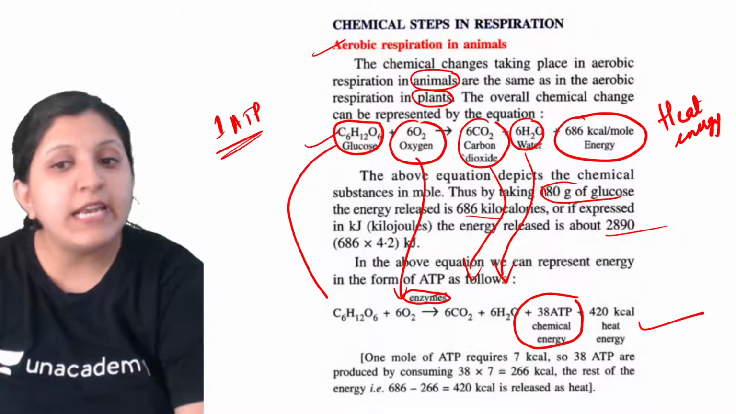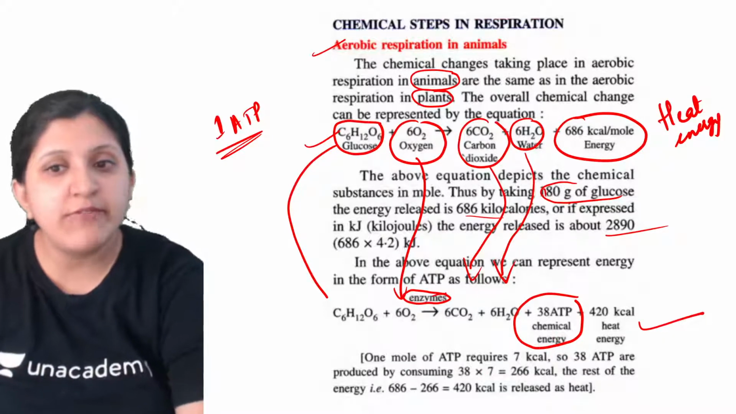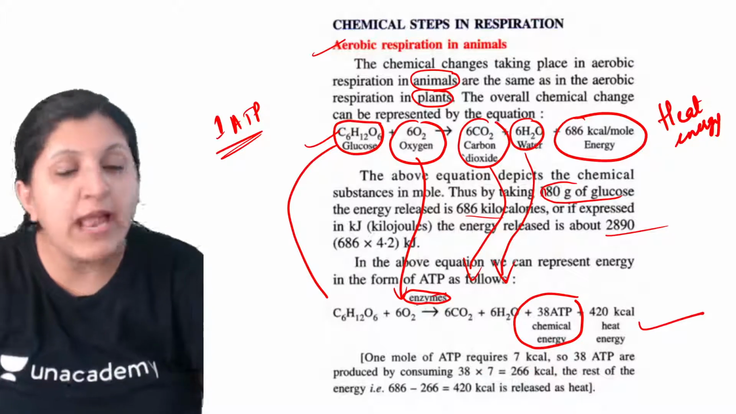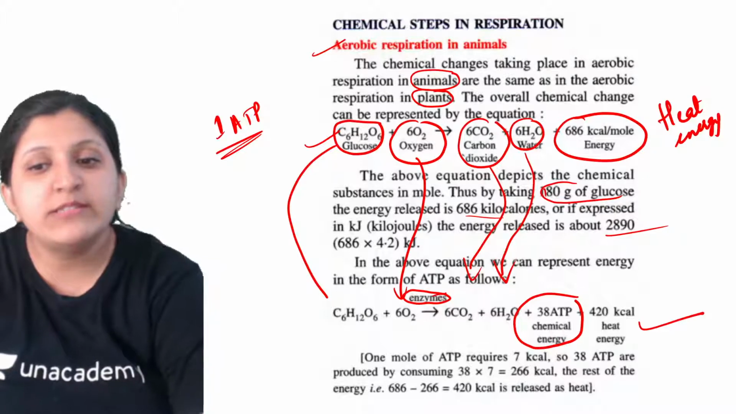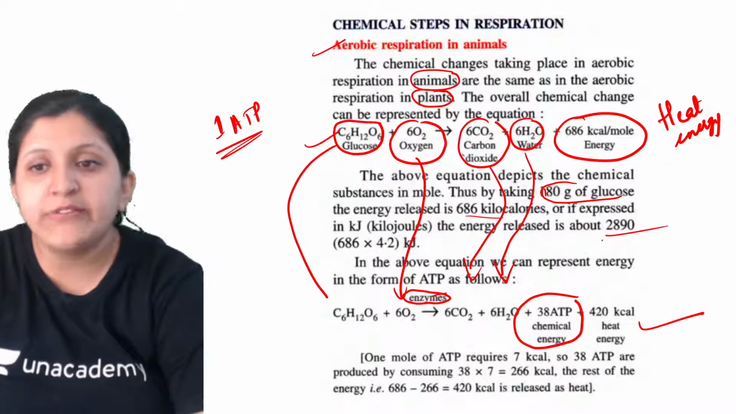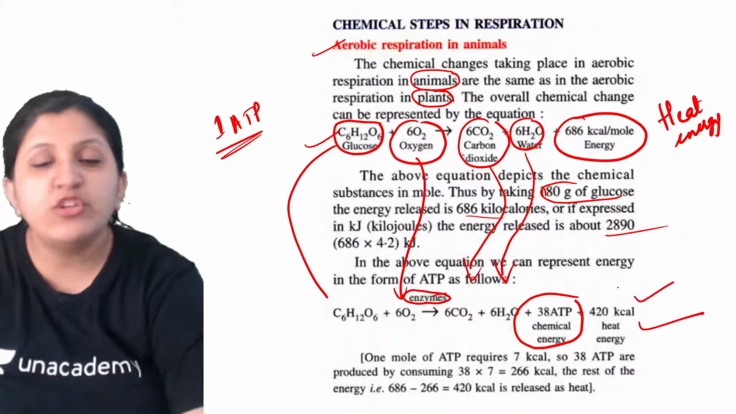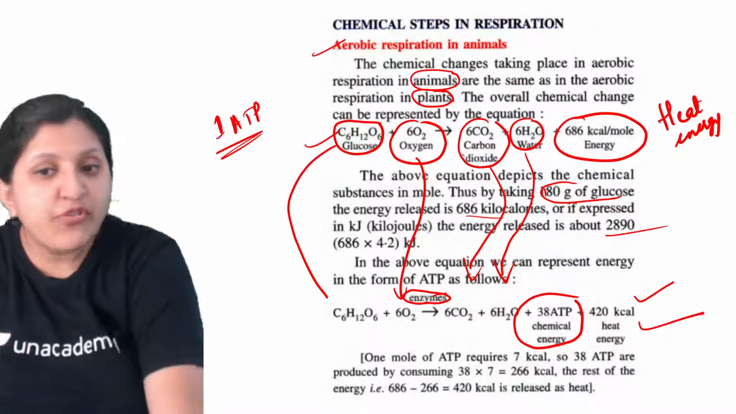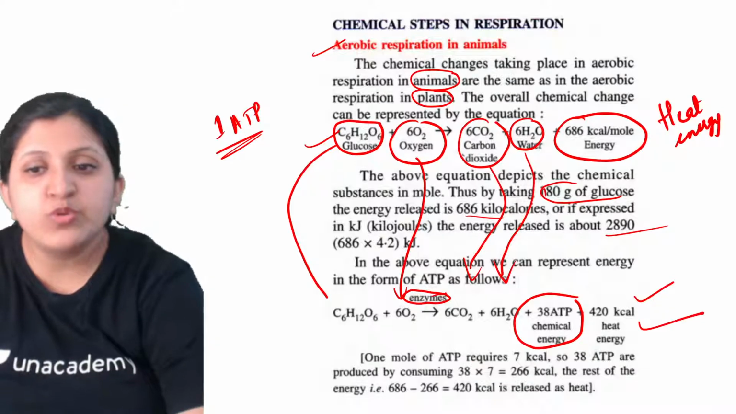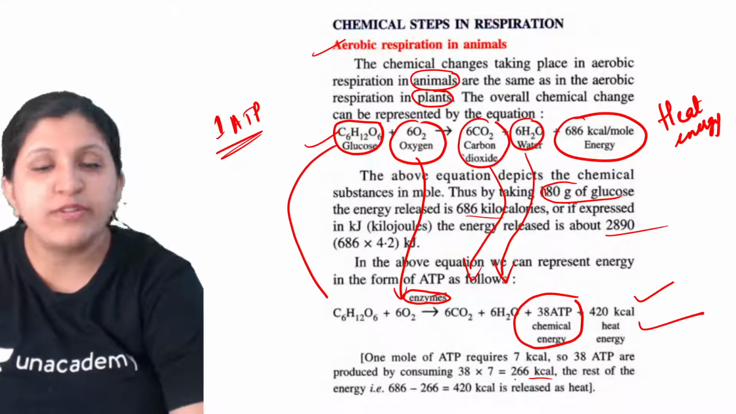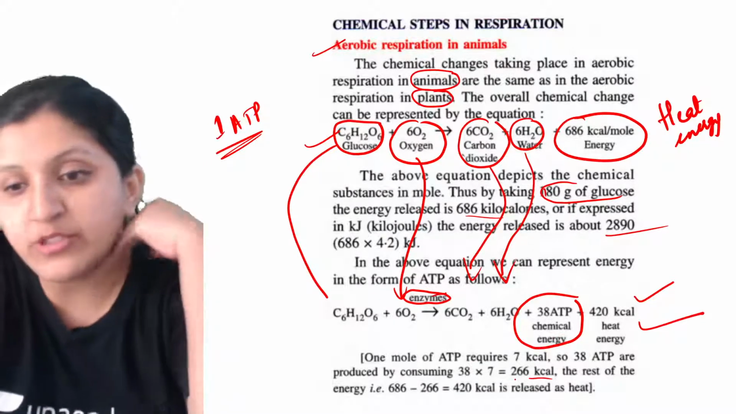So 38 ATP means 38 into 7, that is 266 kilocalories of energy required. The rest of the energy remains as heat, that is the 420 mentioned here. But for the formation of 38 ATP, 266 kilocalories of the heat energy is required so that chemical energy formation can occur.